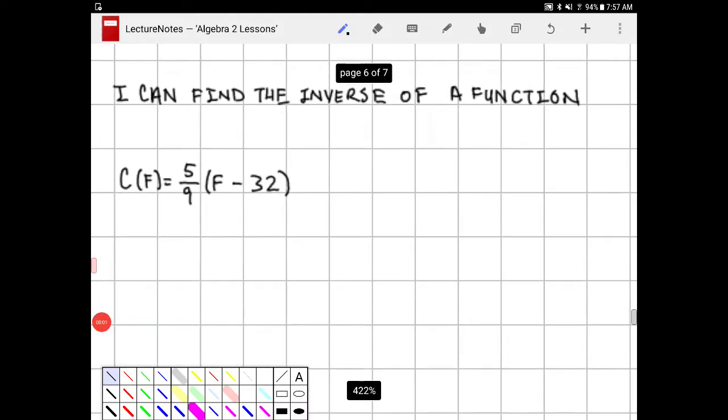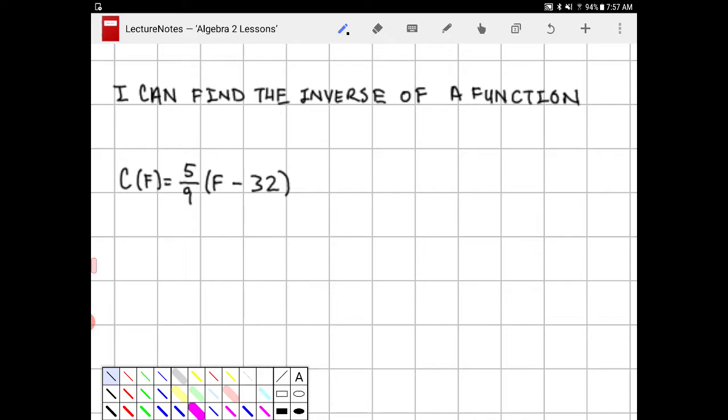Hello students, in this video I am going to go over how to find the inverse of a function and why there is even a need, and first and foremost, what exactly is an inverse. So before I answer that last question, let's take a look at a scenario.